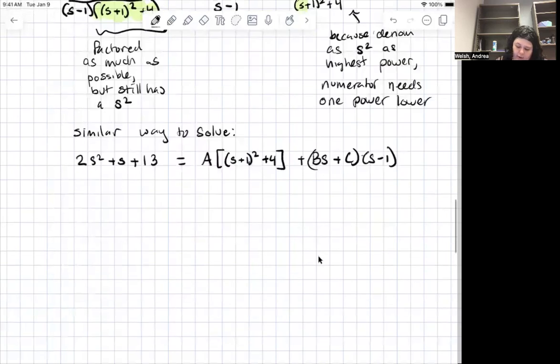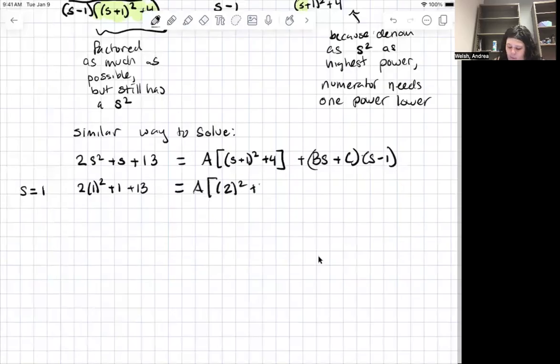All right, so let's pick. I'm going to pick S equals 1. That seems to be a pretty obvious one here. And then I get 2 times S squared plus 1 plus 13 equals A times 1 plus 1 is 2 squared plus 4, plus, and this is technically B, S. So B times 1 plus C. And now we have 1 minus 1. So great, that goes away.